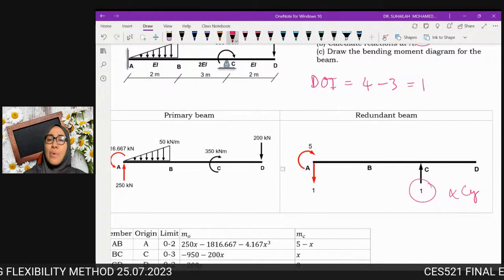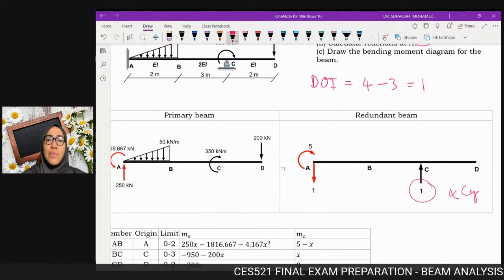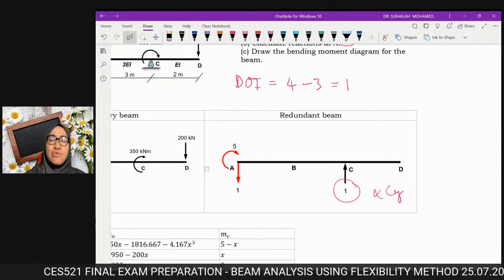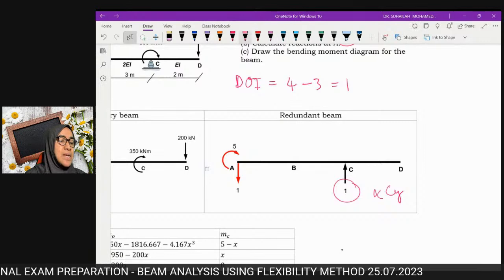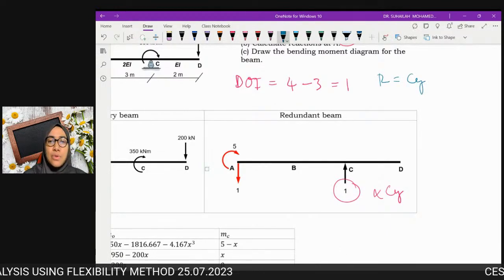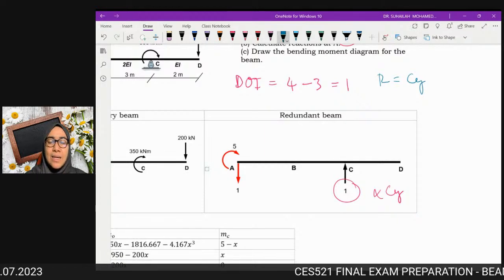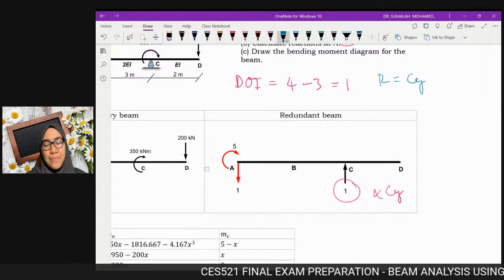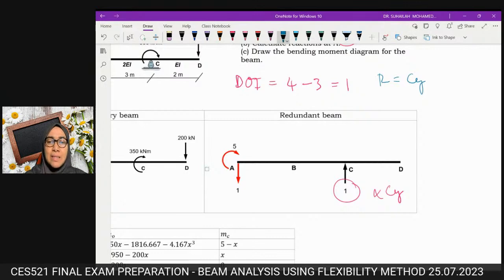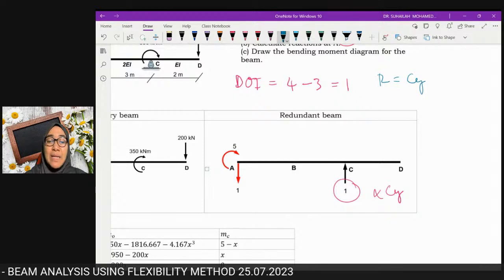Okay, so why do we have to do this? This is because after we determine the number of redundants, we have to choose the redundant. In this case, the redundant is Cy. So we have to calculate this Cy value, the redundant value, and the redundant can be determined using the compatibility equation.